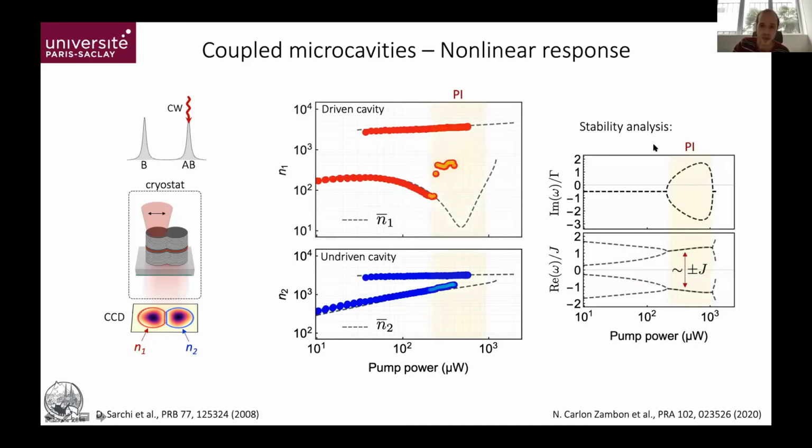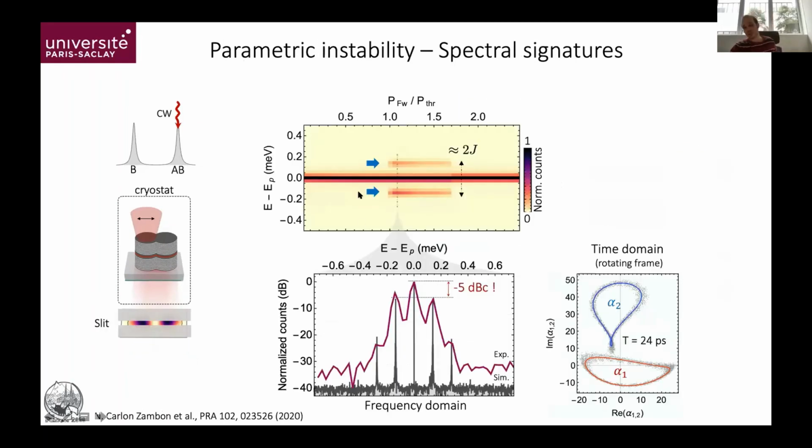Indeed, what we can do afterwards is to study the stability analysis of this solution along the lower branch. And what we get is that this solution corresponds to a region where our theory predicts the existence of a parametric instability with a modulation frequency which is matching more or less the coupling constant between the two cavities.